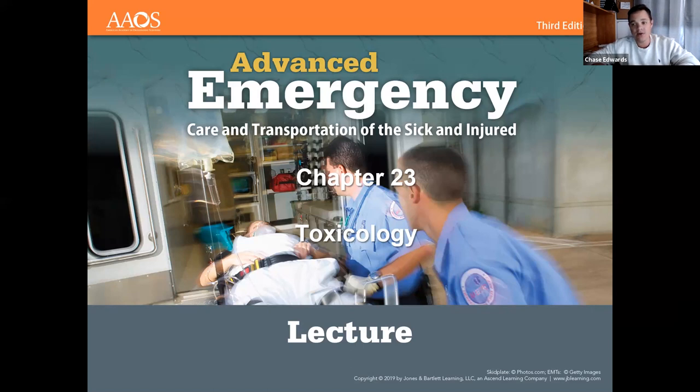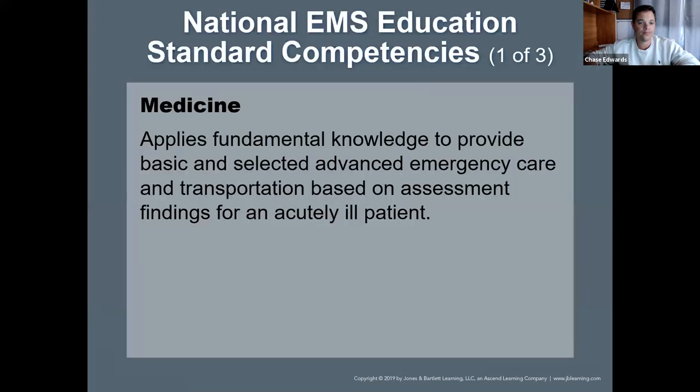So today, chapter 23 will be toxicology, and that's what we'll be going over. Does anybody want to bring up anything from the past week before we get started officially? Anything they wanted to go over as far as questions? Okay. If not, then we will get to rocking and rolling. All right, National EMS Education Standard Competencies.